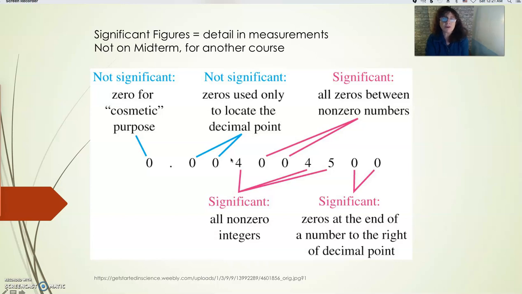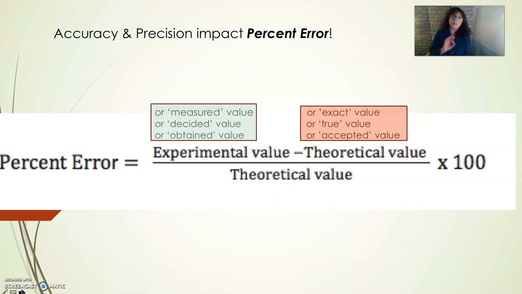Significant figures and precision are all about detail. And in multiple measurements, they're all about consistency in your measurements. Now, when it comes to percent error, both accuracy and precision figure in. And I wanted to give you a little bit more context on the formula that is in your lab. The formula is percent error equals experimental value minus theoretical value over theoretical value times 100.